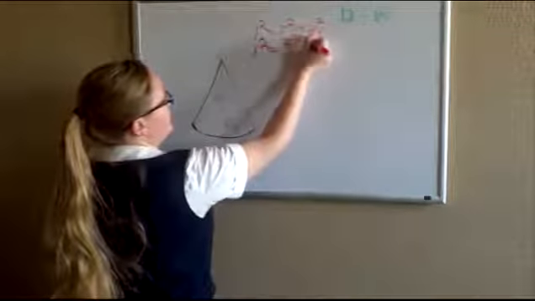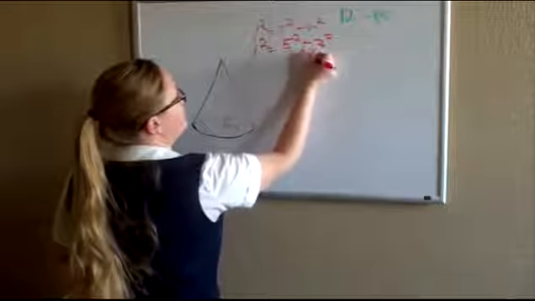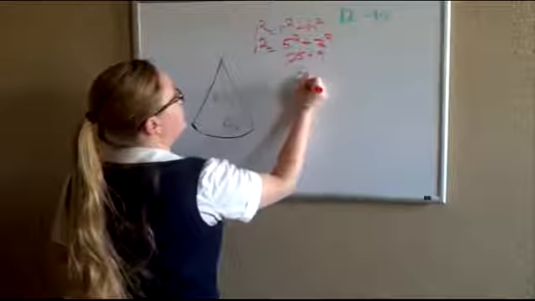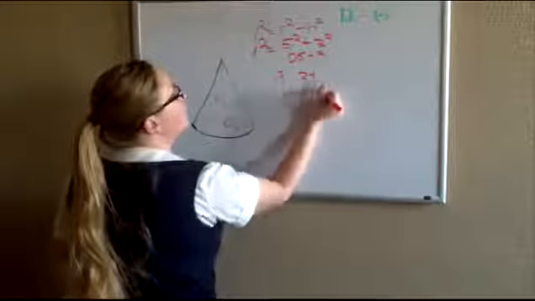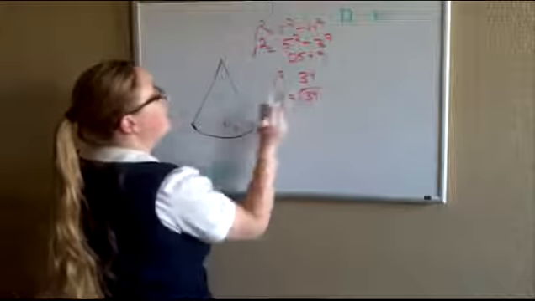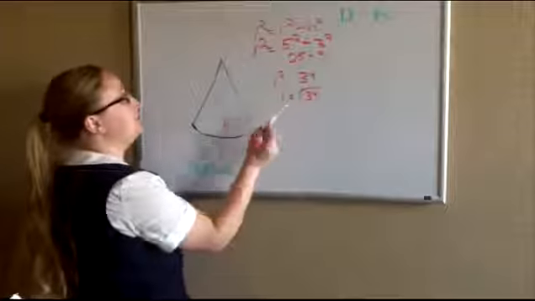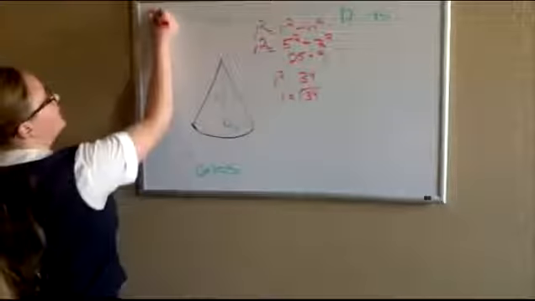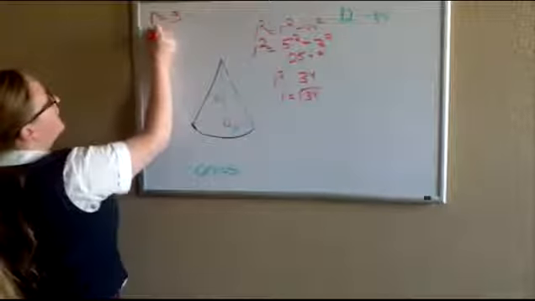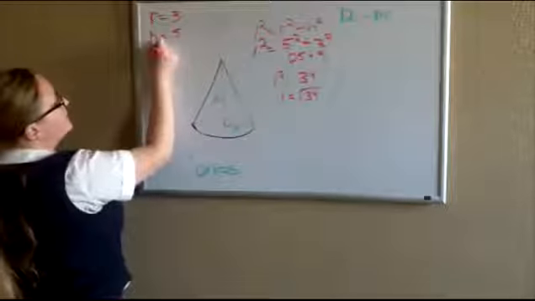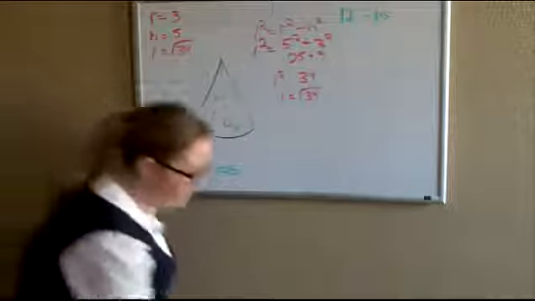5 squared plus 3 squared gives you 25 plus 9 gives you 34. So L is equal to the square root of 34, okay? Don't forget that as you move into the next problems because you're going to need to use the slant height. So we have right here our radius is 3, our height is 5, and our slant height is equal to square root of 34, okay?